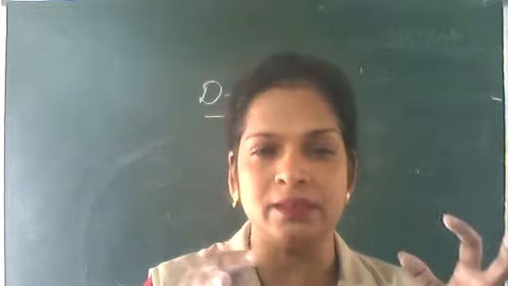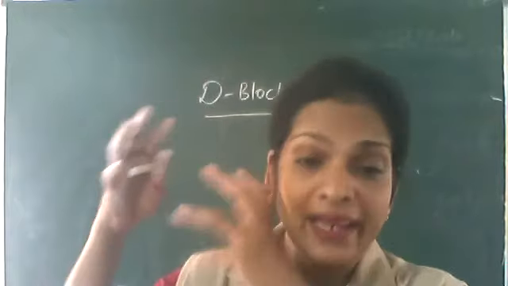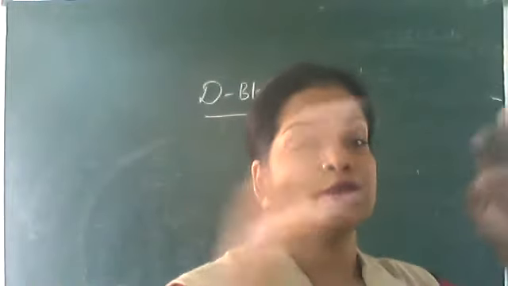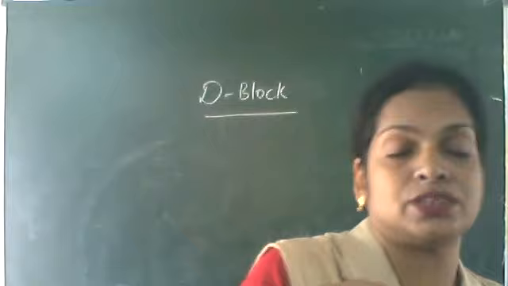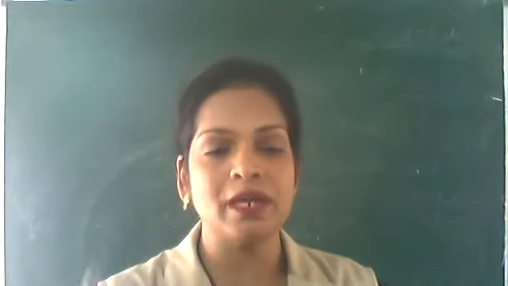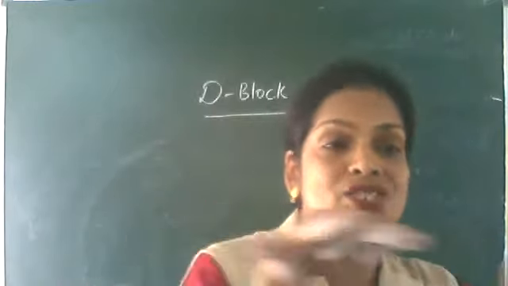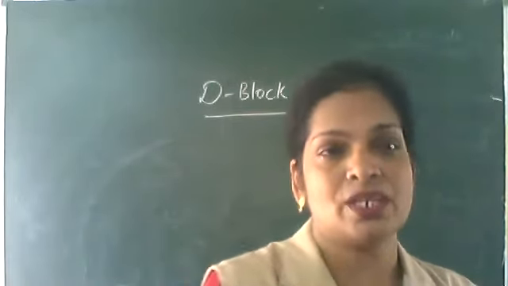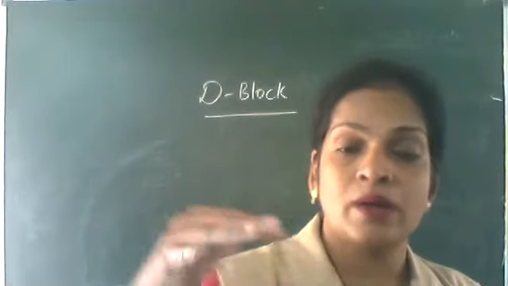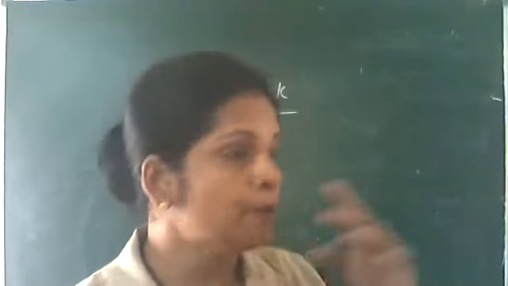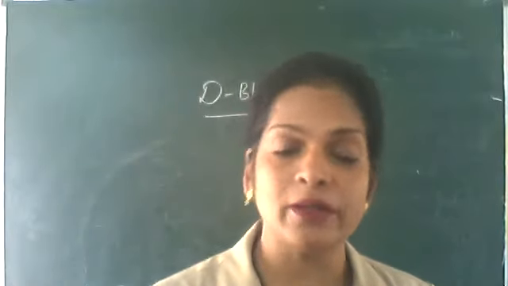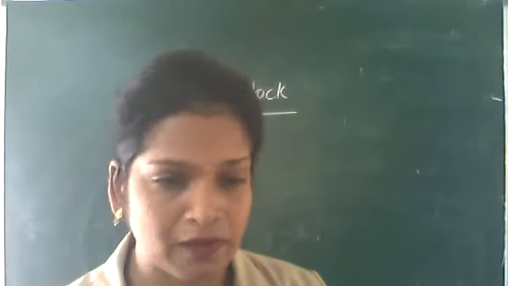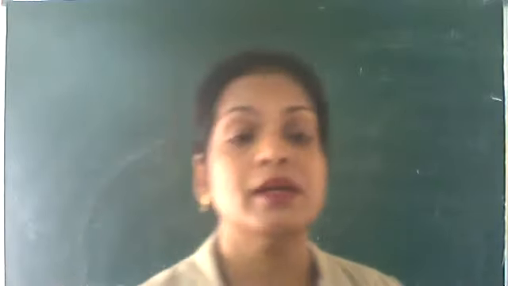It shows a transition between what? From highly active S block elements to less active P block elements. So to show this transition, we put these D block elements. So we are calling these D block elements as transition elements. It's a transition, a slow change, from highly active element to less active element. And D orbitals are progressively filled. Of course, the last electron enters a D orbital.